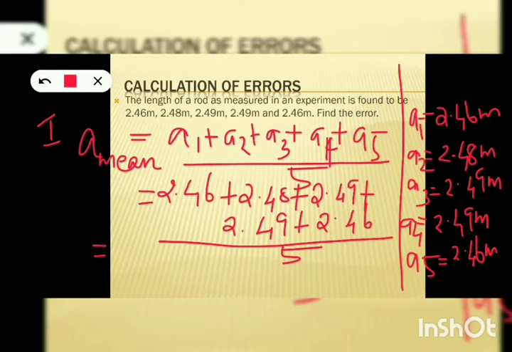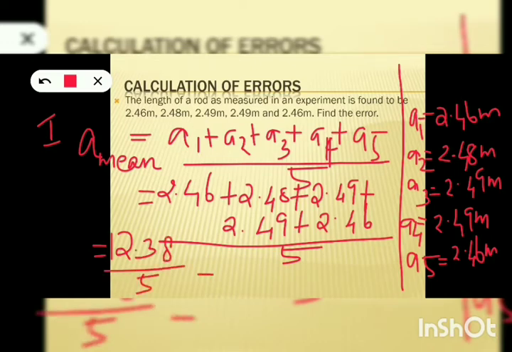So just try to find the sum of A1, A2, A3, A4 and A5. If you want, you can pause the video and find the sum. Here I am going to write the total value of all the A's. It is 12.38, all divided by 5. And 12.38 divided by 5 is 2.476 meter.